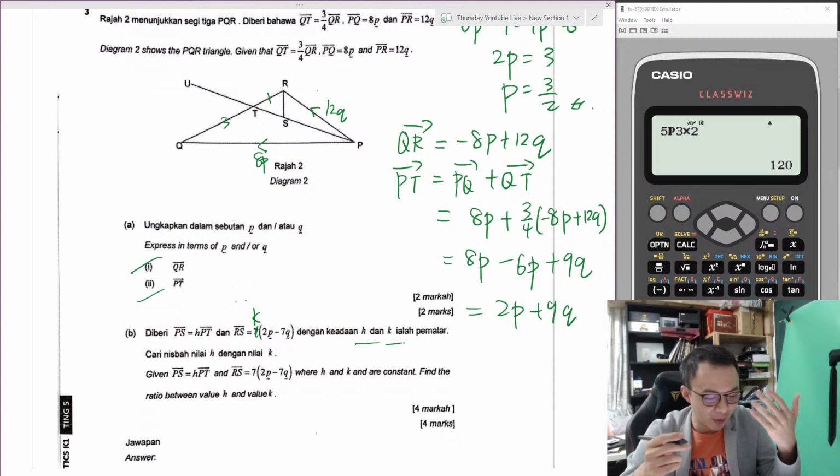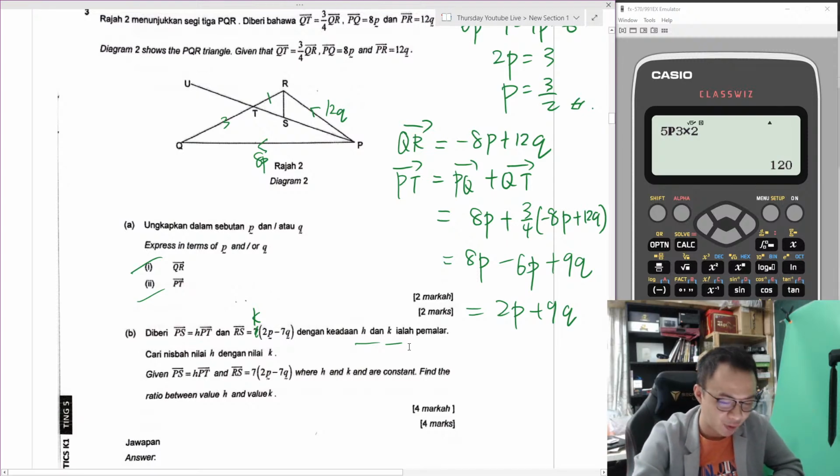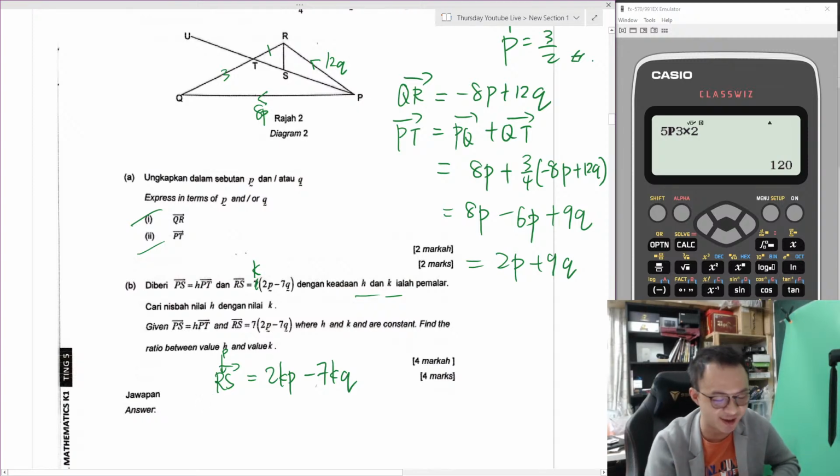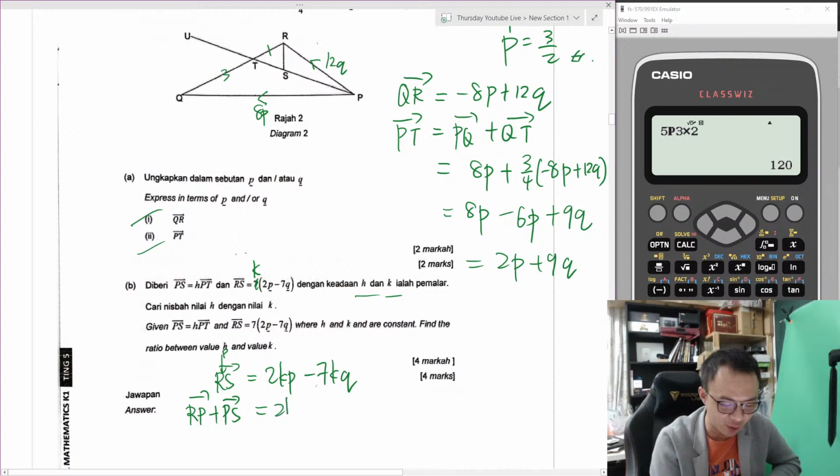So, what we want to do is, we will say RS equals K times (2P minus 7Q). You can multiply the K into it, it doesn't matter: 2KP minus 7KQ. Alright, so the RS here, I will just insert a P in between them. Why do I want to do that? Because I want to get PS so that I can link the H and K in the same equation. So this one will be RP plus PS equals 2KP minus 7KQ.